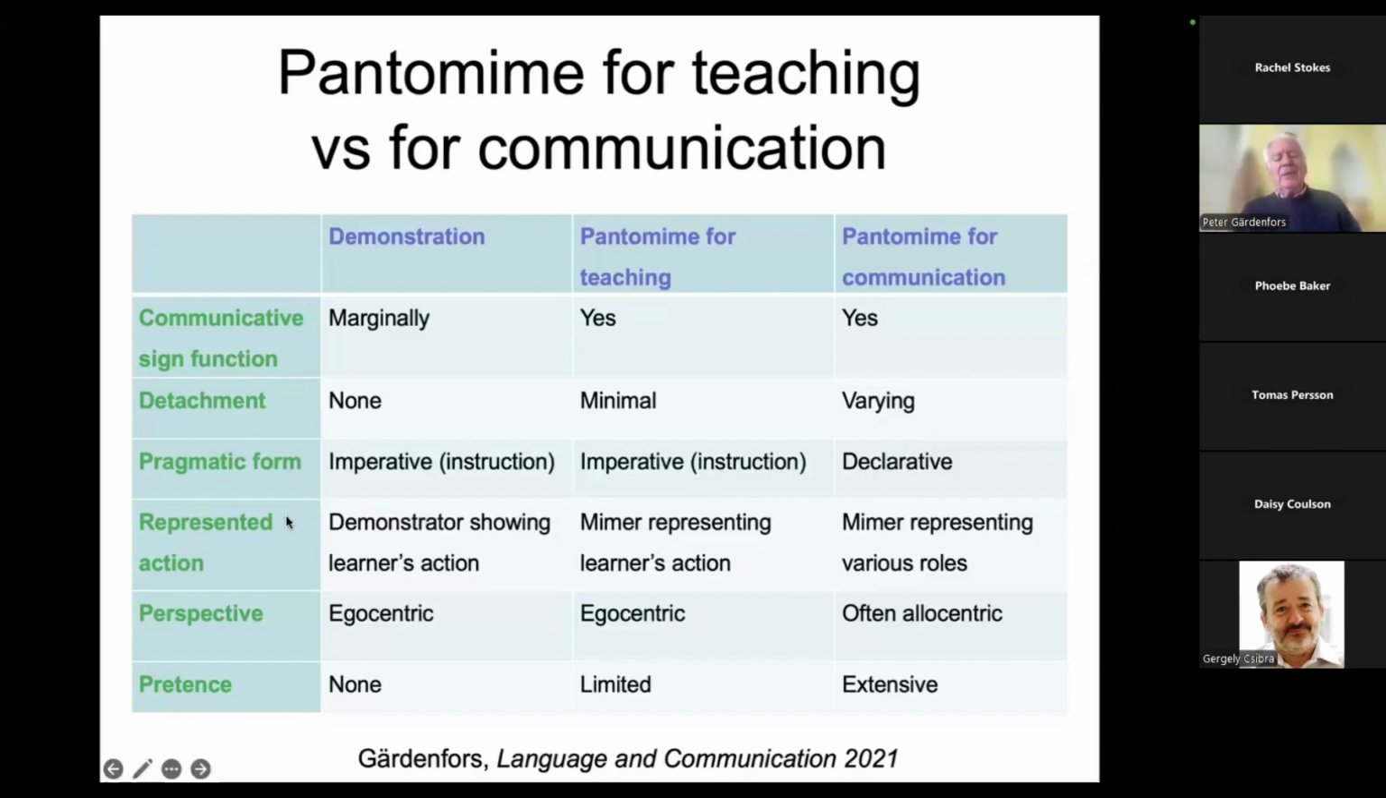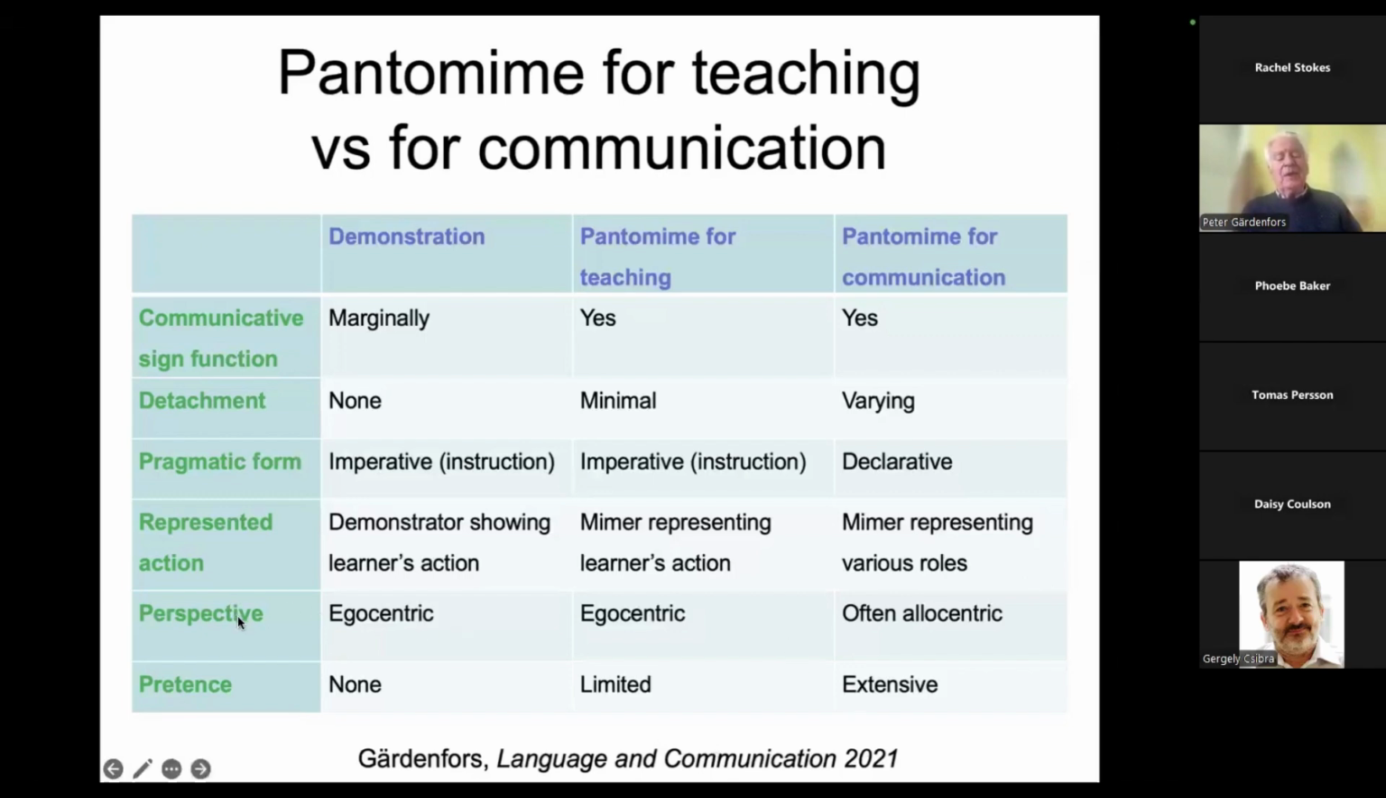And they represent the action. You're showing the action here. Here you're representing the learner's actions. You're still doing a sequence of actions that you want the learner to perform. While in the pantomime for communication, you can mime other people, you can mime other things, and you can have a lot of roles as a mimer when you're telling a story in a pantomime. So you're not leaving yourself as the only actor in the communication.